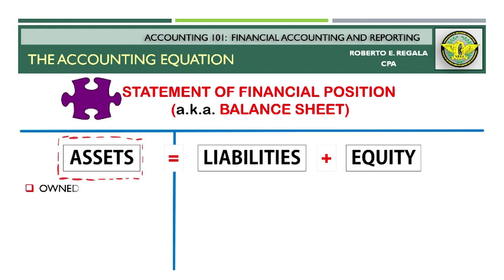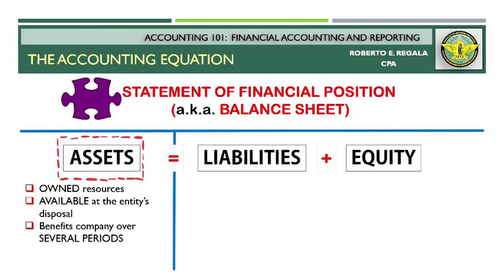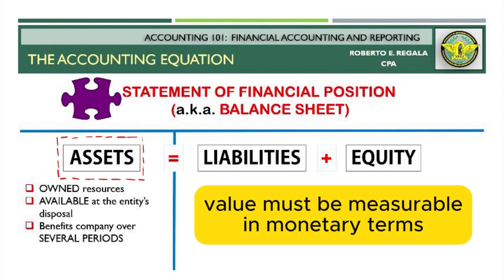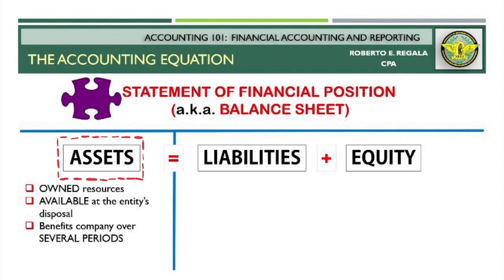Assets are resources owned or controlled by an individual, organization, or business that are available for use at the entity's disposal. They are expected to provide future economic benefits, that is, contributing directly or indirectly to generating cash flows or other benefits over several accounting periods. The value of an asset must be measurable or quantified in monetary terms.